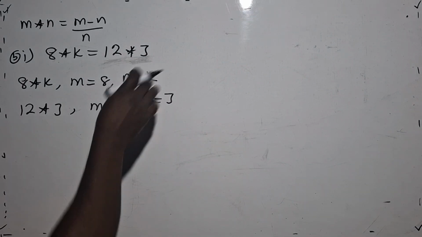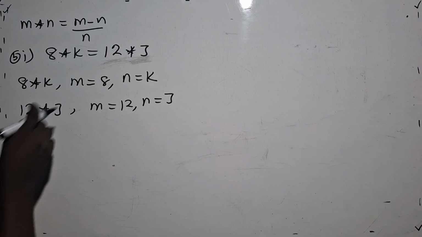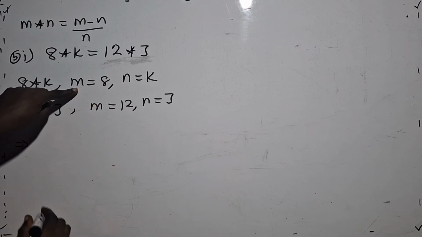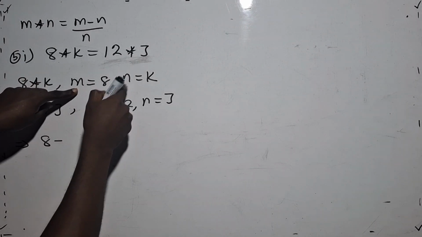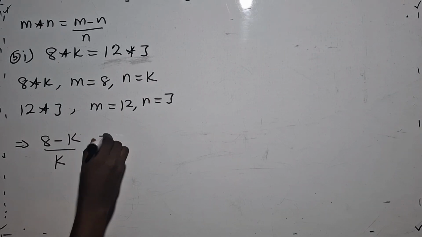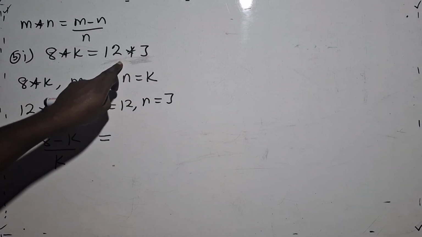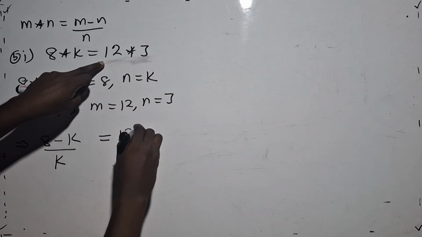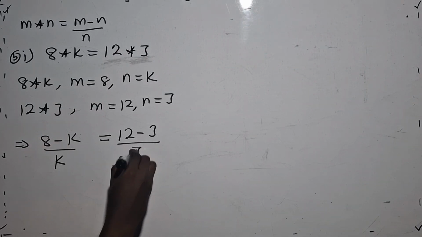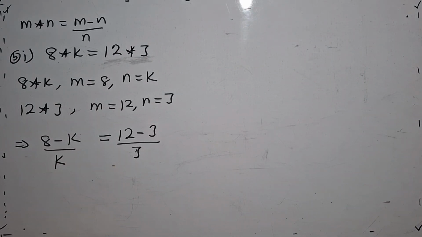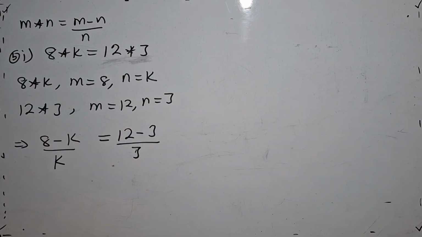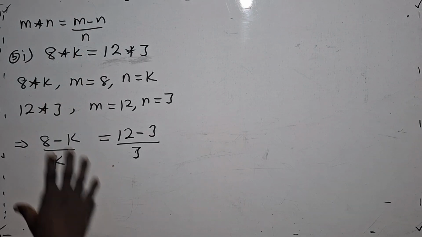Now I'm going to substitute this back into each of the operations. So the first one is M, which is 8, minus the N, which is the K, all over N, which is the K, which will equal to the second element here. The M is 12. Then the N is 3, all on 3. So when you see any operation involving the equal sign like this, this is how we solve them together. This one, there's not the symbol of the operation. This is an operation which is the equal sign. So you solve them together.